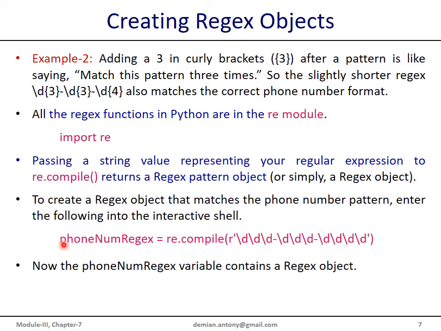Here is the example. Here we create a regular expression object to match the telephone number, and to generate the object we have to pass the raw string. R represents a raw string representing this regular expression for the telephone number, and this function will create the telephone number regular expression object for pattern matching.